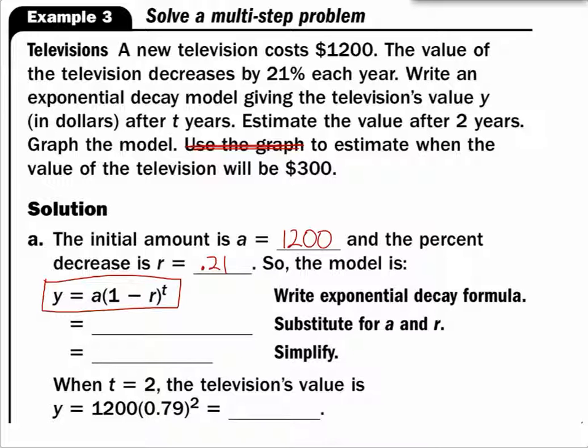Alright, so throw some numbers in for A and R. Easy enough to do. 1,200 times (1 minus 0.21) to the t. And then it says simplify. There's not much to simplify here, really. It's just 1,200 times 0.79 to the t. There we go. That's the exponential decay formula.